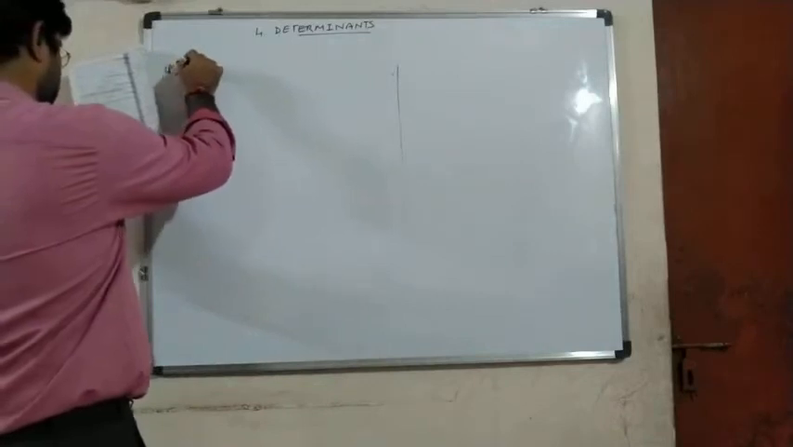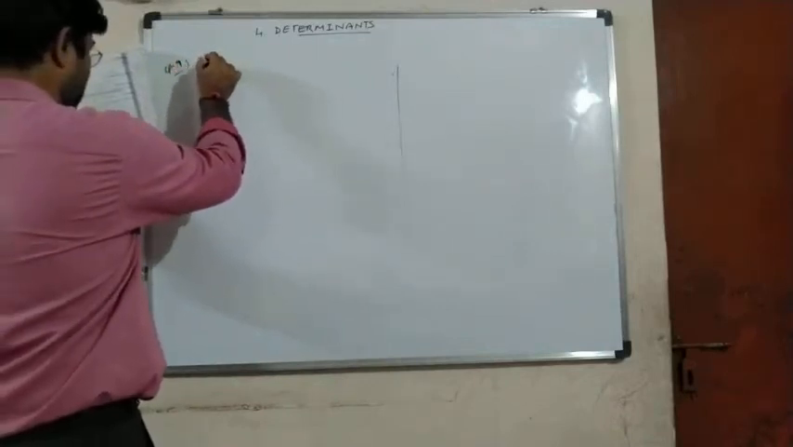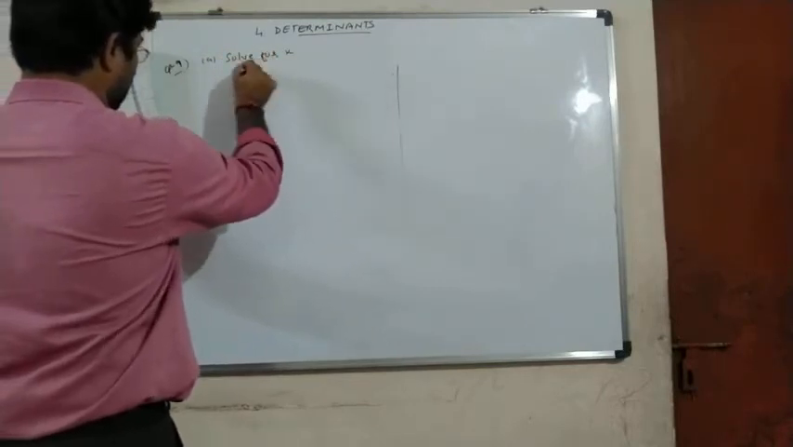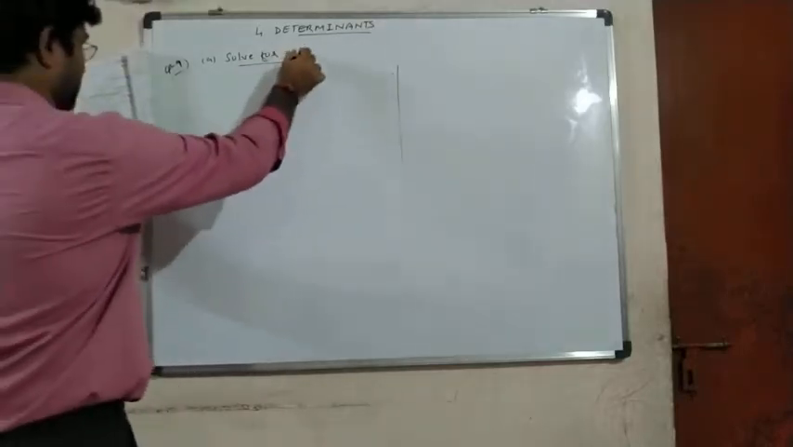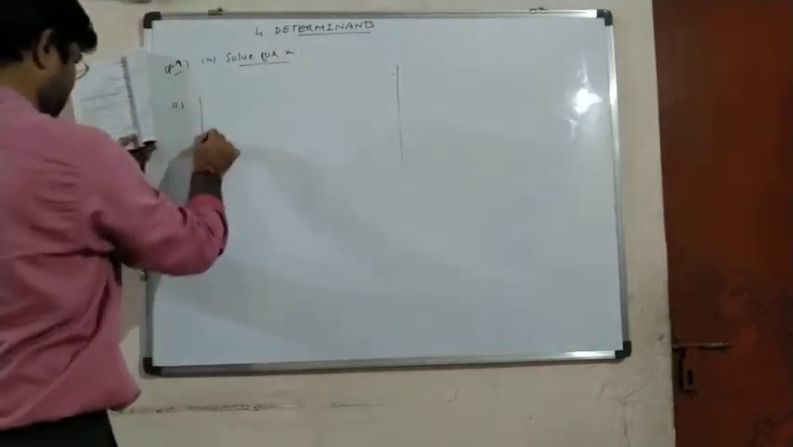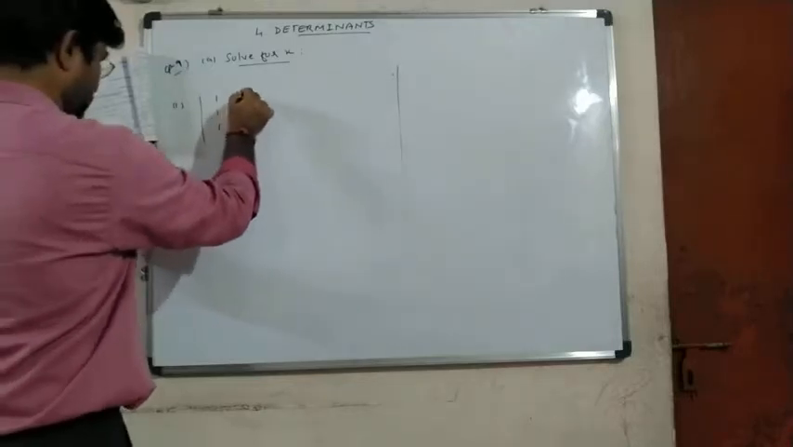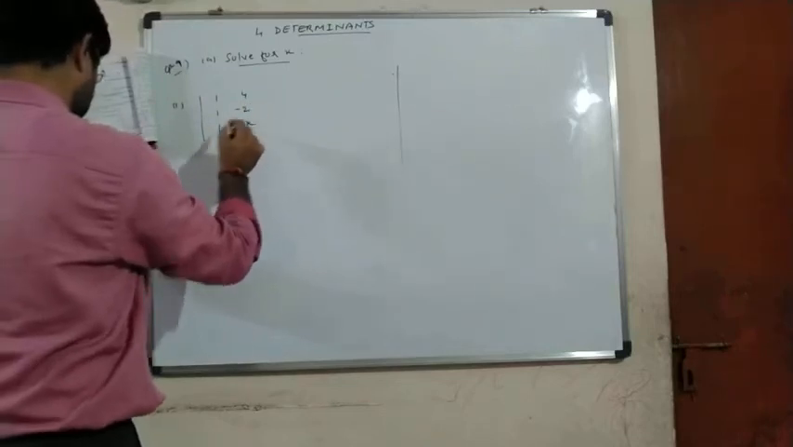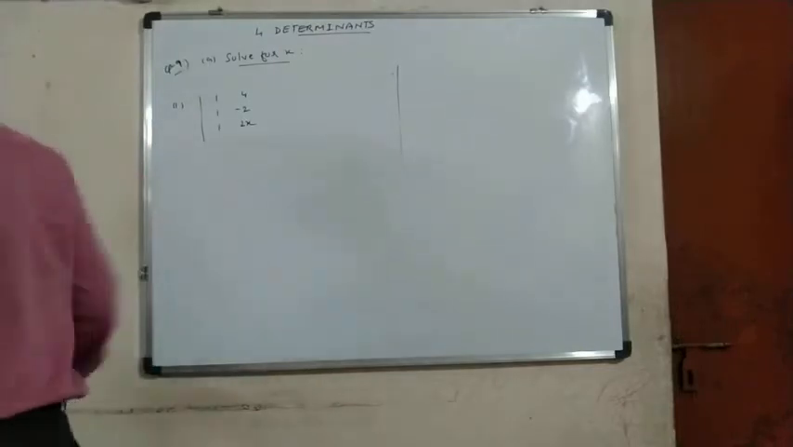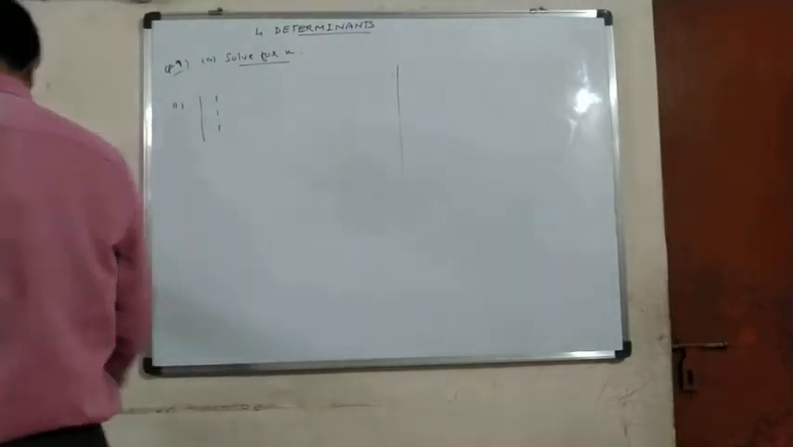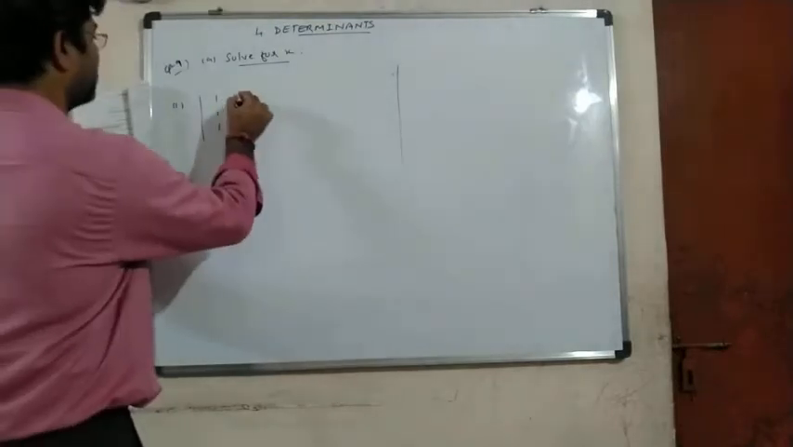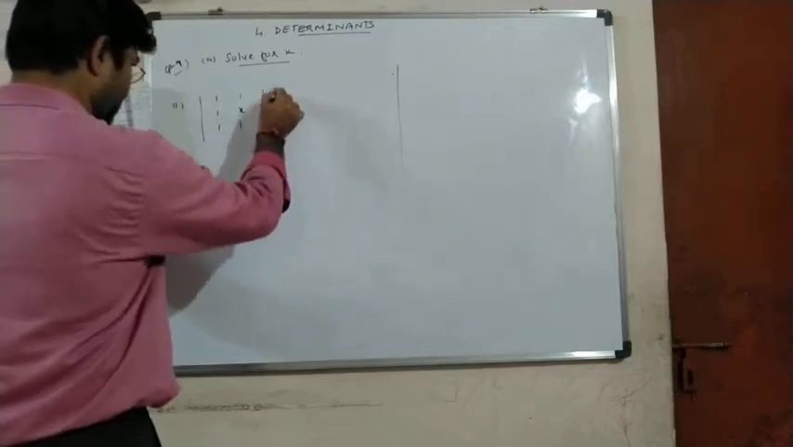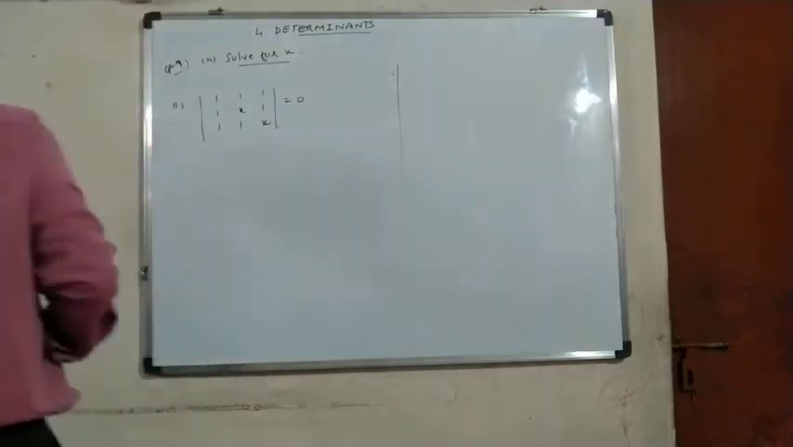Question number 9. Here in exercise A we have to solve for x, that is, you have to find the value of x. First the determinant is given: 1 1 1, 1 x 1, 1 1 x is equal to 0.